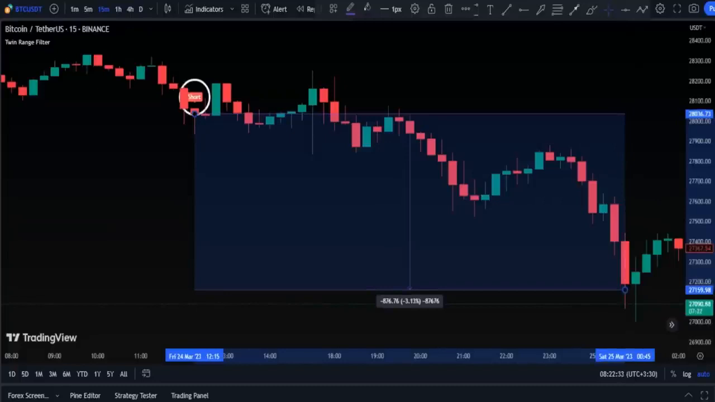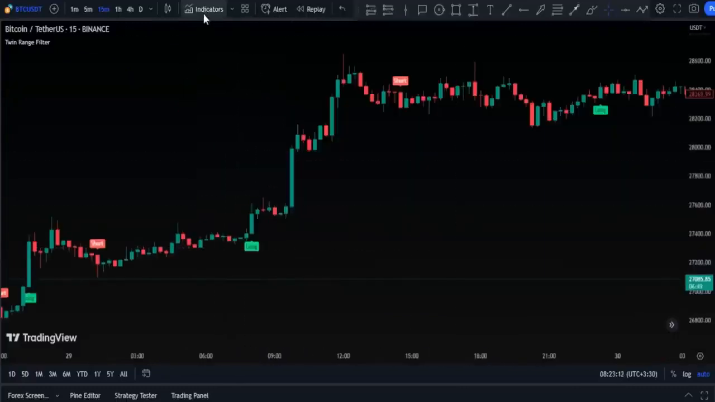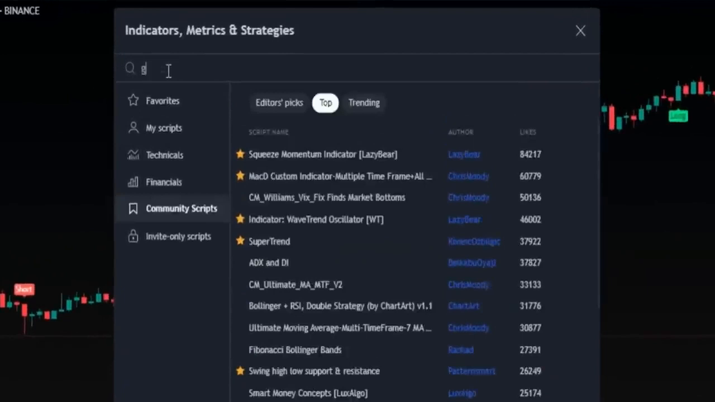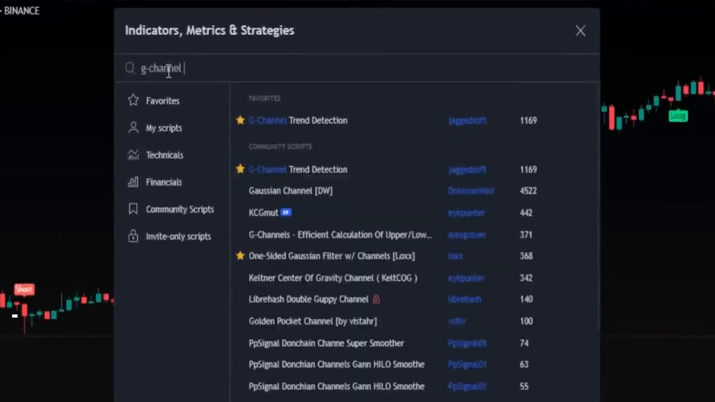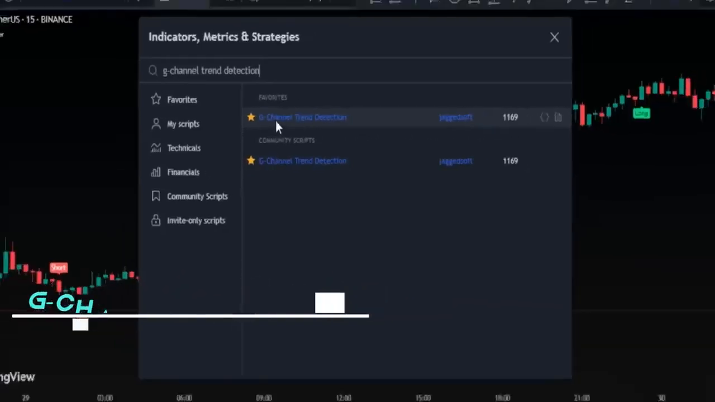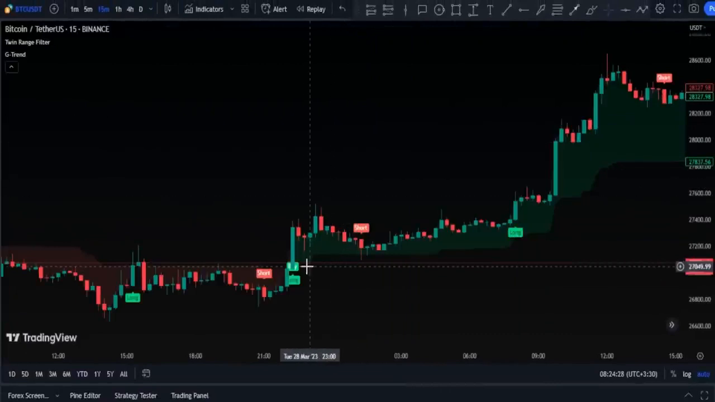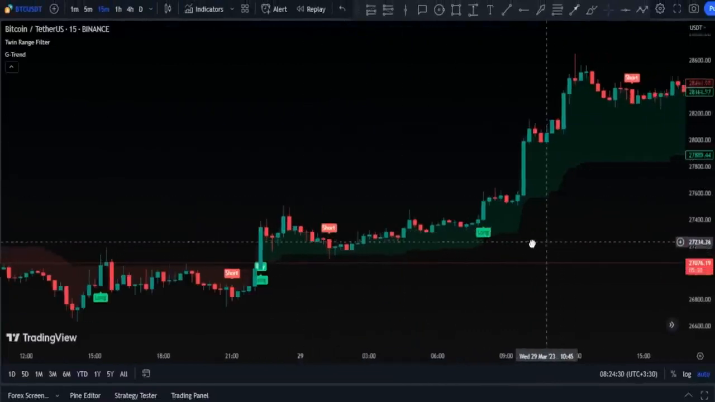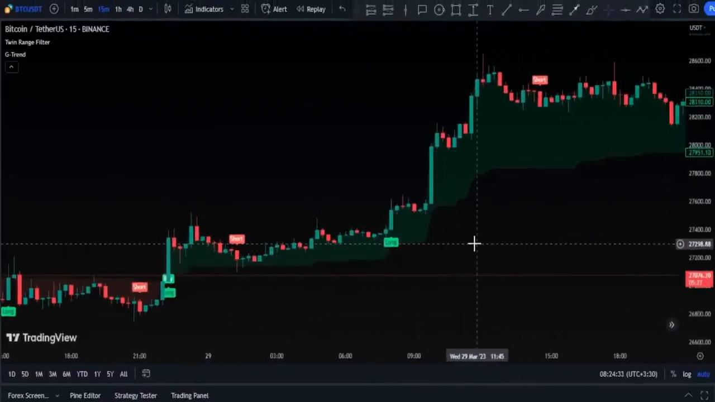These indicator signals are pretty good, but we could increase its win rate even more. In order to do that, I'm gonna use two other indicators for this strategy. So I open the indicators tab of TradingView again, and this time search G channel trend detection, and I click on this indicator to apply it to my chart. Actually, this indicator will be helping us to figure out the short-term trend of the market.